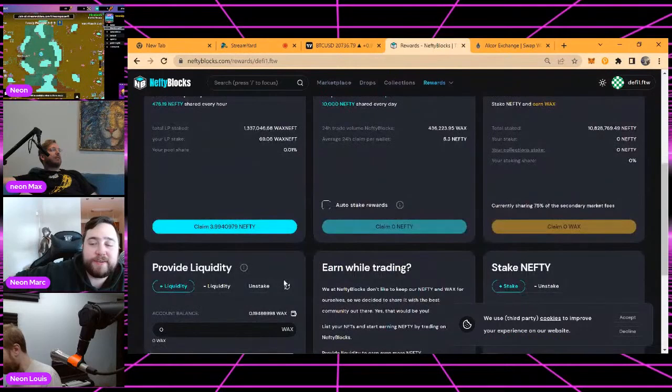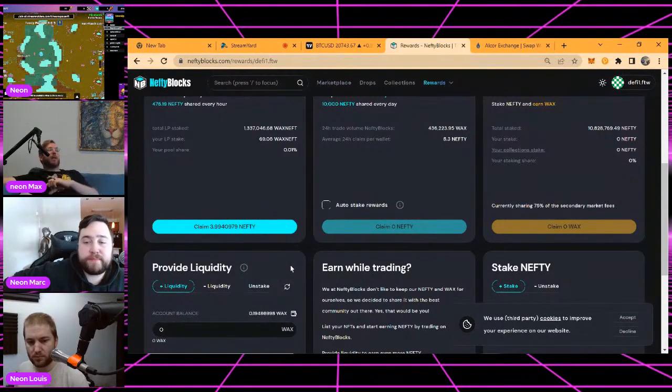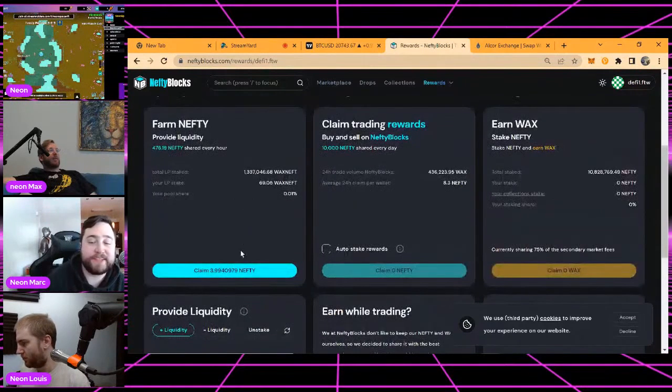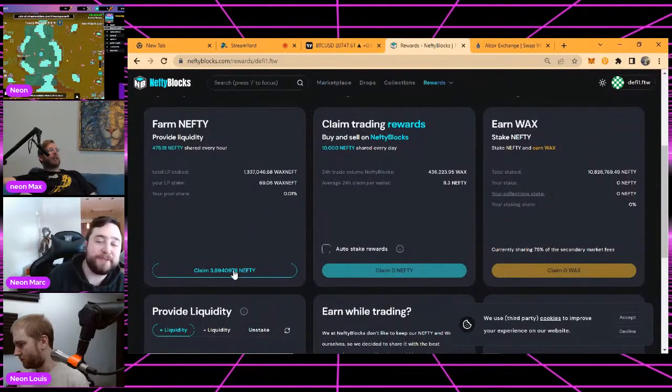tokens. Or I guess I don't think you need to deposit the tokens. You don't need to stake. You create the liquidity and deposit all in the same transaction from here. So okay. So let's see what this is, since you haven't touched it since last week. So this is 1 week of Nefty rewards on 100 wax.